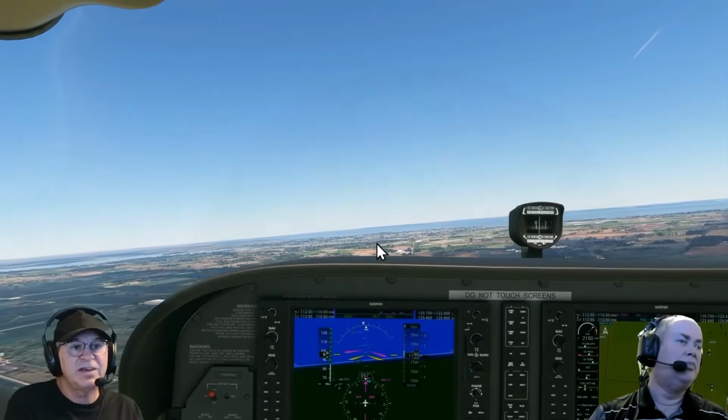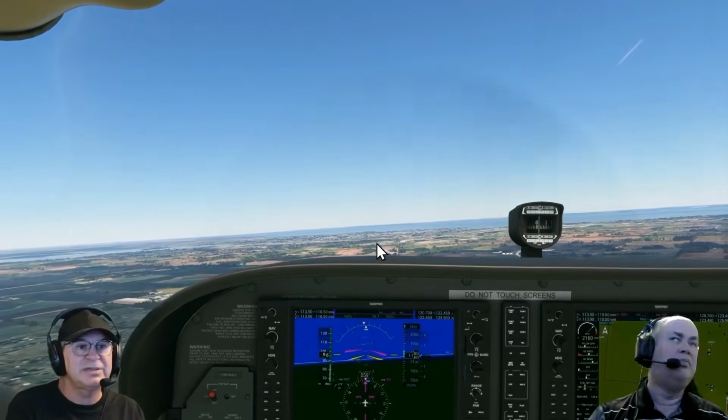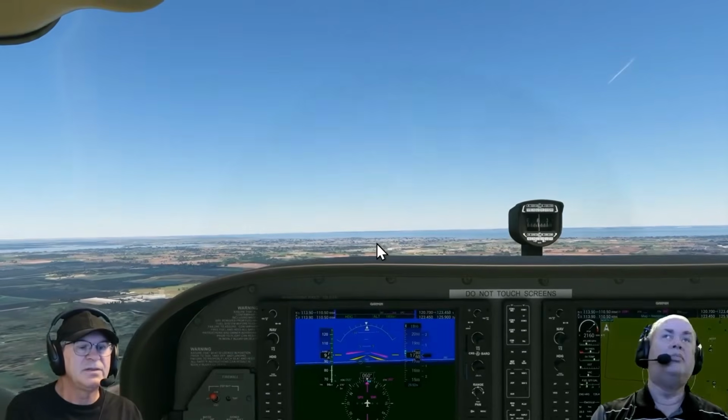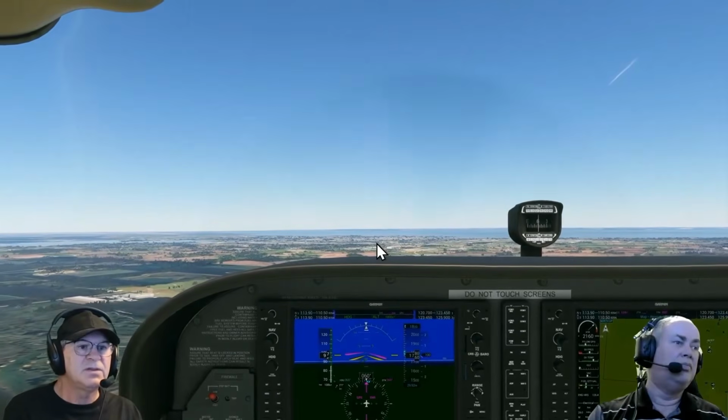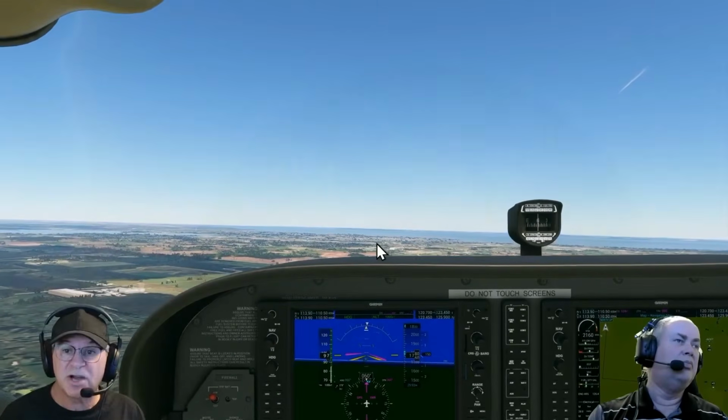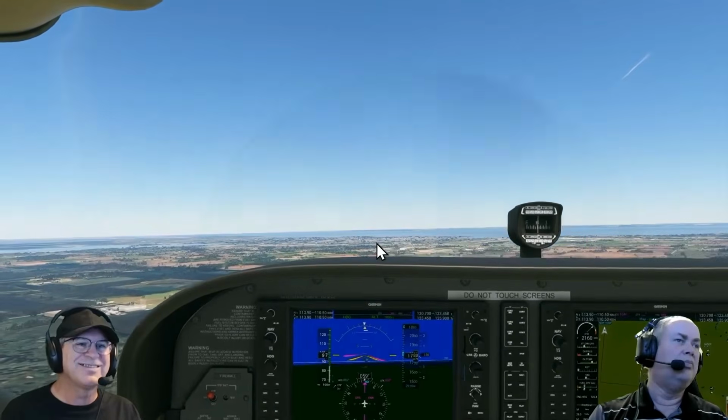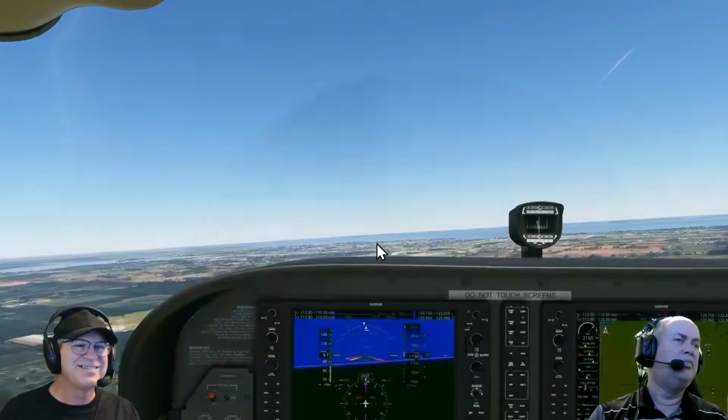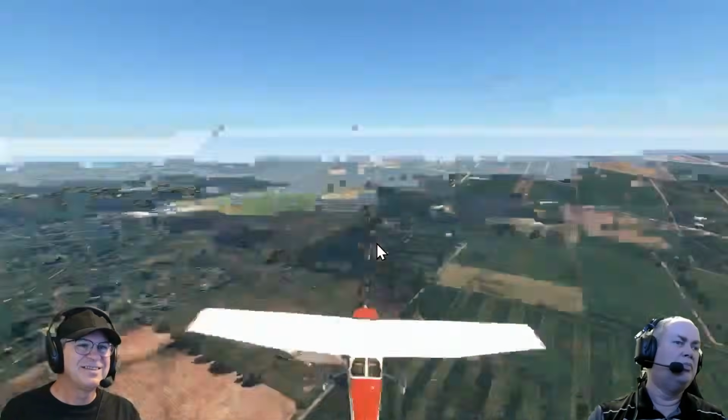White Skyhawk, half mile south of Fisk, rock your wings. Great rock. Turn right, join the east-west road, and a left base, runway 36, and monitor tower 126.6.